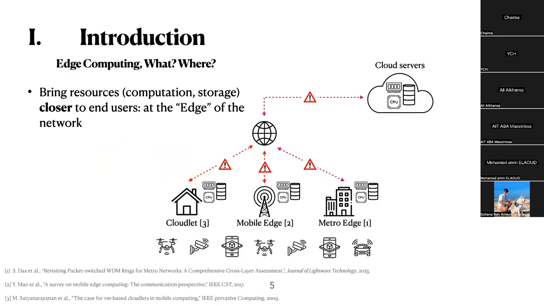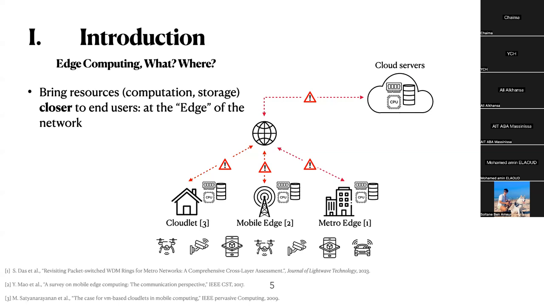So edge computing is about bringing the resources, computation or storage, for instance, closer to the end user, in the edge of the network. This definition is correct, but it's not very precise since it does not specify where exactly is the edge. In this thesis, we specify where the edge exists.